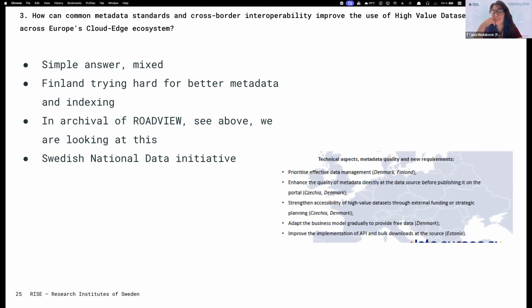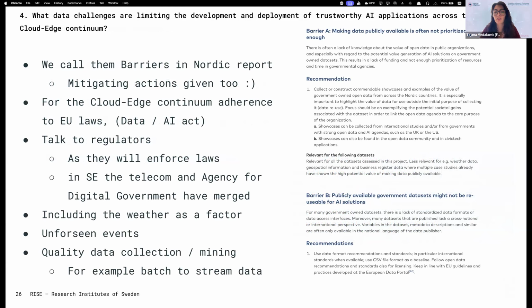Thanks. Again, I think that there's a lot of aspects to cover here. Also sorry for drilling you like this and trying to extract very specific answers when in fact there is no specific answer to these questions. It's open to discussion. I would also like to switch to trustworthiness. So with our next question, speaking about data challenges, what are the challenges that are limiting development and also the deployment of trustworthy AI applications across this continuum?